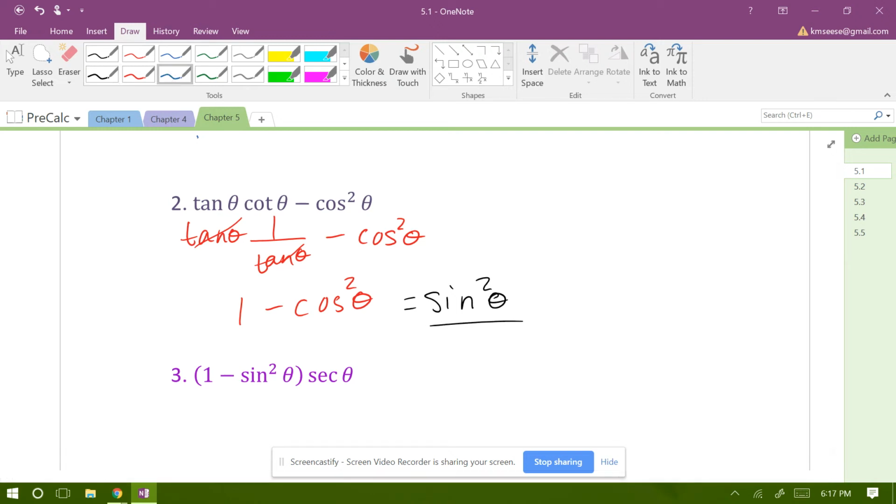Another way you could have looked at this is tangent is sine of theta over cosine of theta times cotangent, which is cosine of theta over sine of theta, minus cosine squared of theta. And these would all cancel out to just 1. Same situation, same solution, just a slightly altered way to go about it. And both are perfectly good options.